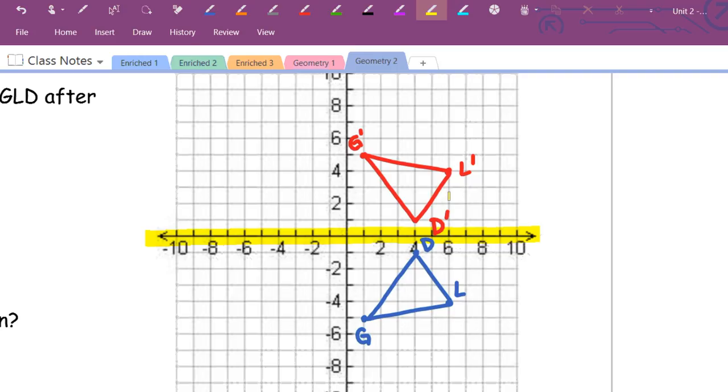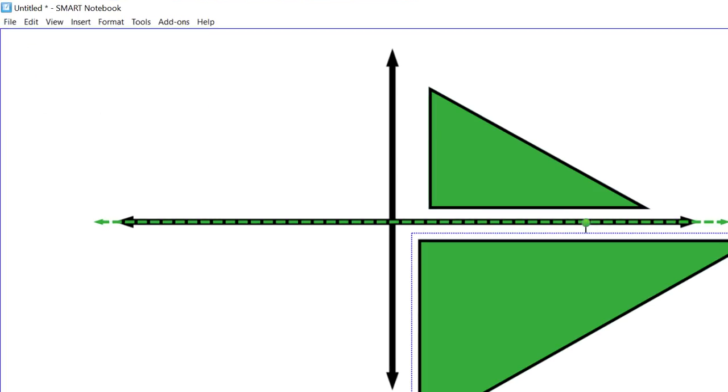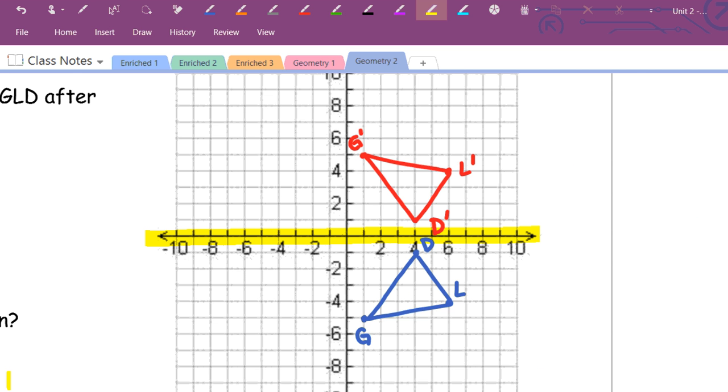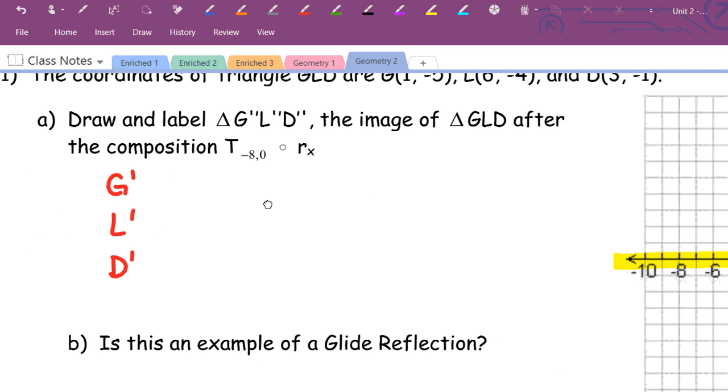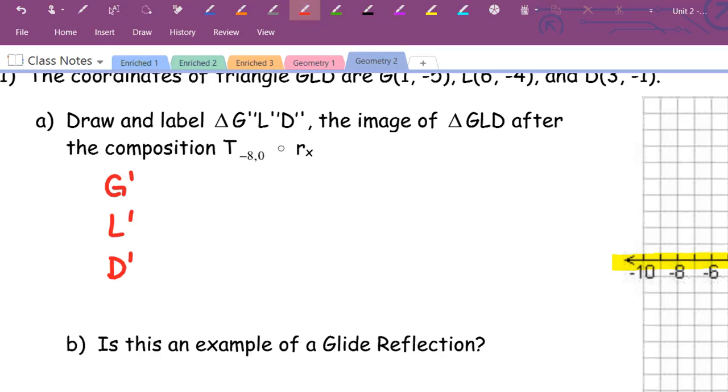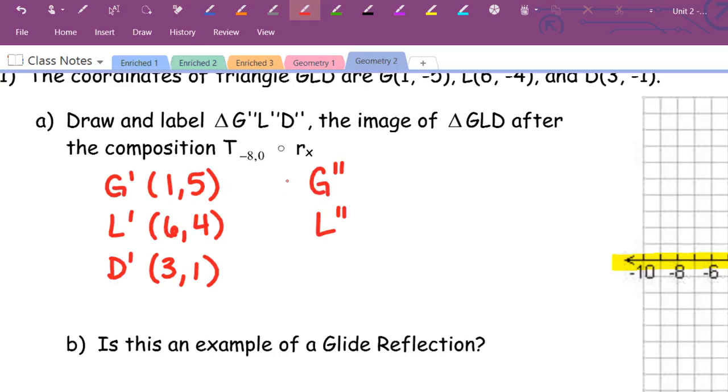And let's list out our points. But David, what is it telling us to do after I list out the reflection? Yeah, and I'm going to just list out those points. We said that this was 1, 5, G was 6, 4, and D was 3, 1. And then we need the double prime. So G double prime, we're going to go through and, like you said, subtract 8, add 0. Chris, what's G double prime going to have as its coordinate?